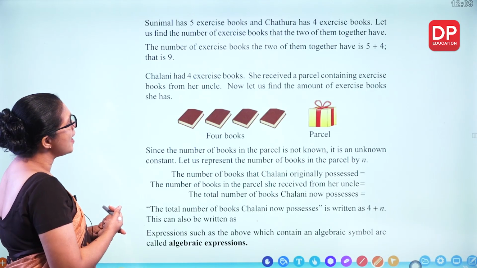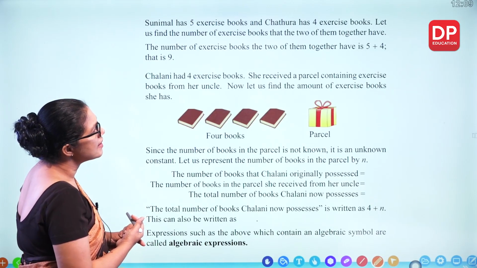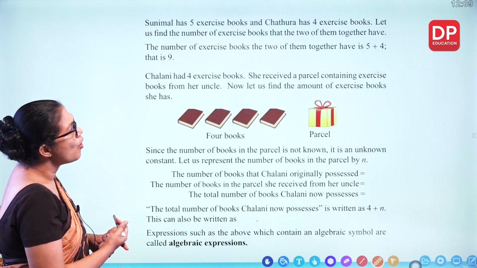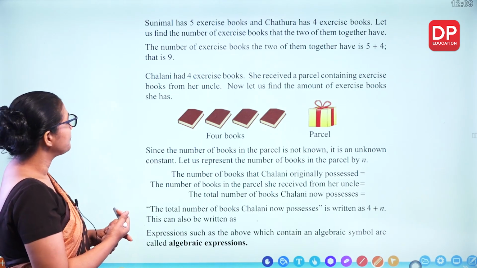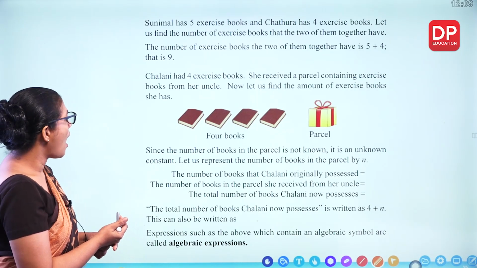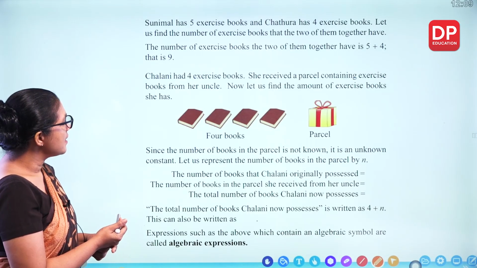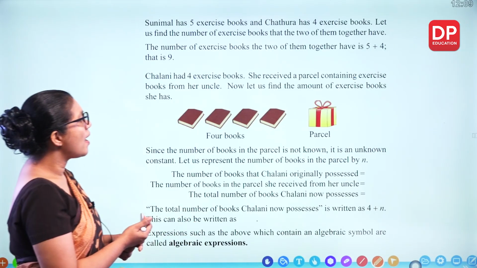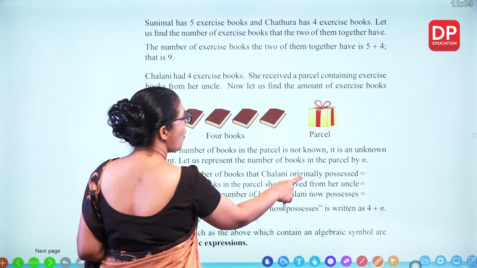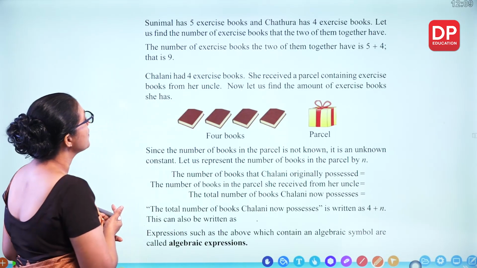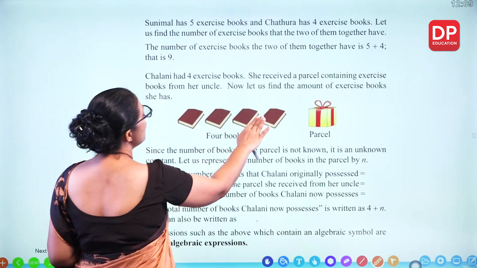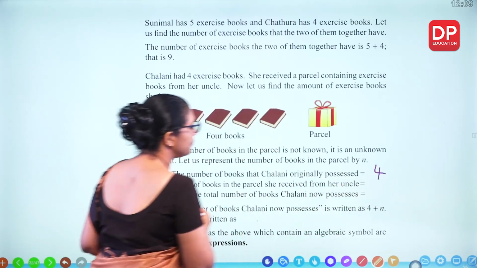Chalani had 4 exercise books. She received a parcel containing exercise books from her uncle. Now let us find the amount of exercise books she has. Since the number of books in the parcel is not known, it is an unknown constant. Let us represent the number of books in the parcel by n. The number of books that Chalani originally possessed. How many books? She had 4 books.